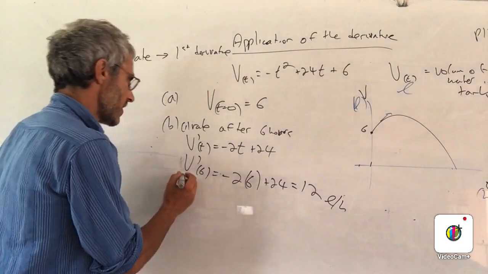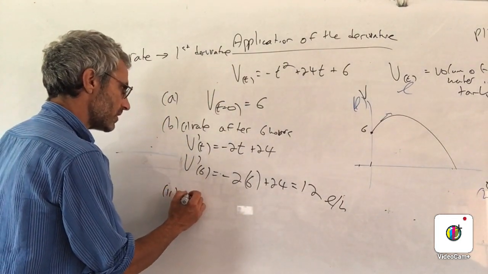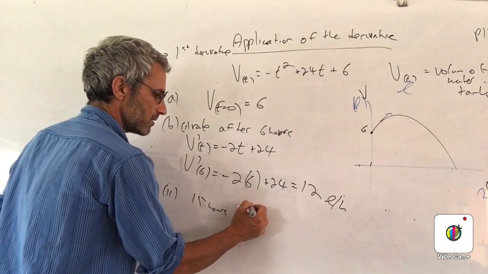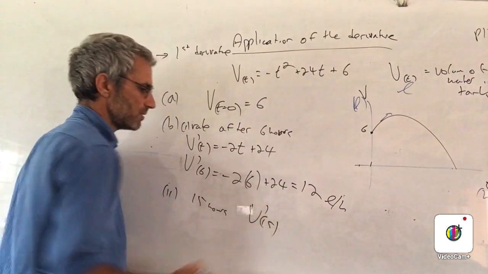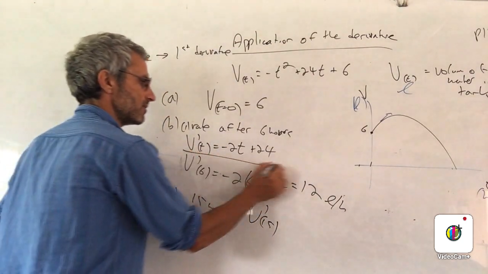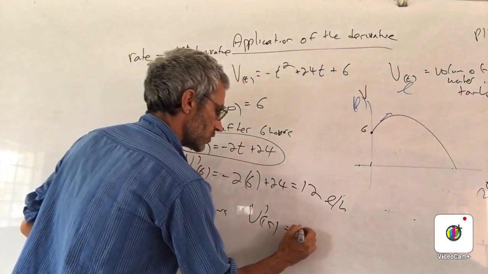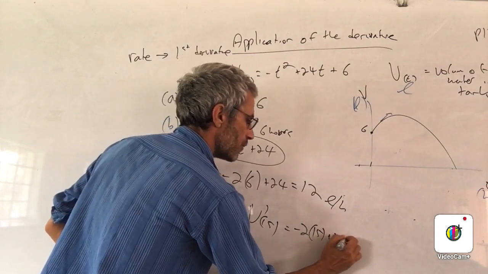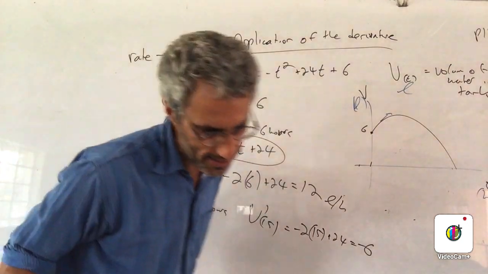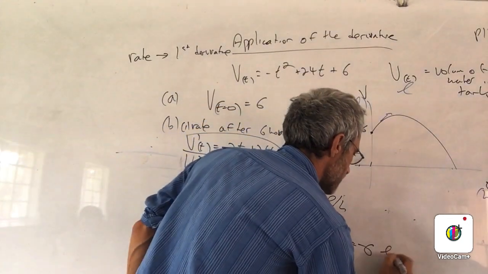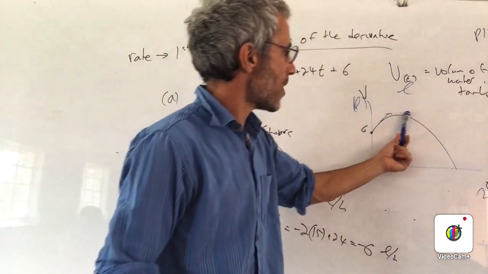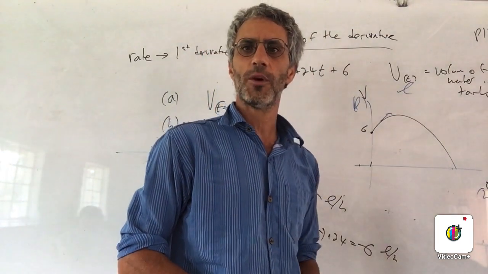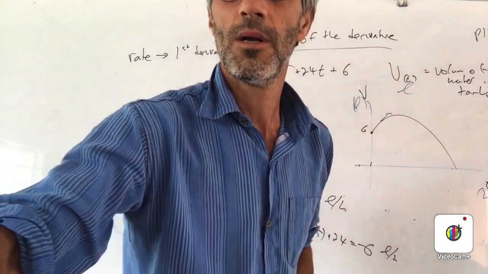Right, next they're asking us, what is the rate at 15 hours? How do we do that? Just put 15 into this formula of the derivative. So it's going to be minus 2 times 15, which is minus 30, plus 24. Now we're getting minus 6, if I'm right. Okay, minus 6 liters per hour. And we obviously went over to this phase, where now water is coming down, the level is coming down.